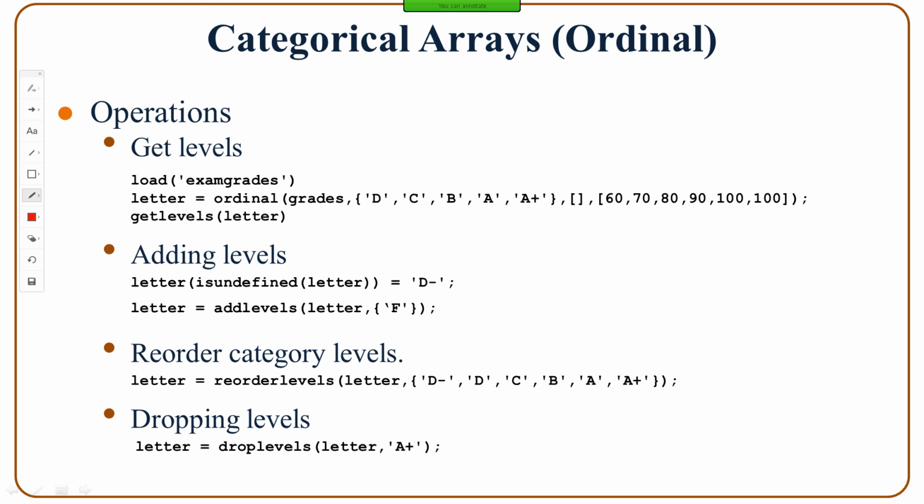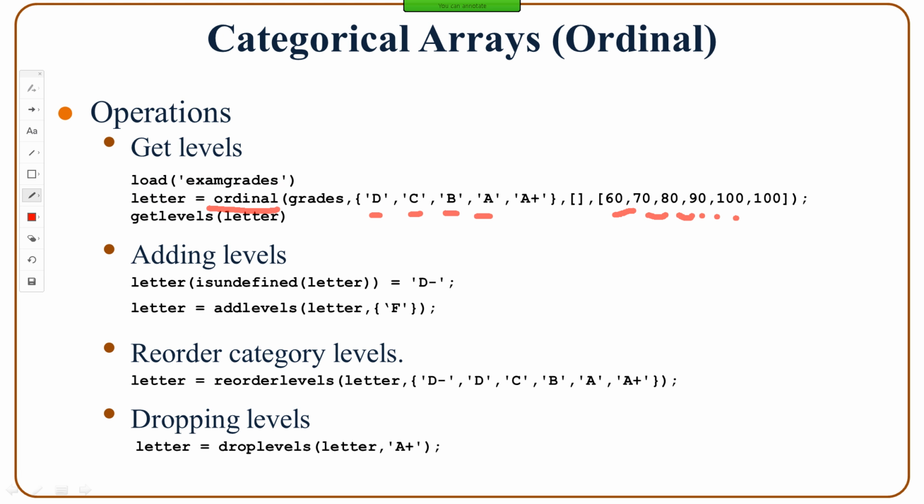If you look at the variable grades, you will see the scores of several subjects, and then the ordinal function assigns different bins between 60 and 70, 70 and 80, 80 and 90, etc. Different grades, for example, C, D, C, B, A plus. And then similarly, you can get all the levels or all the categories in the variable ladder using the getlevels function.